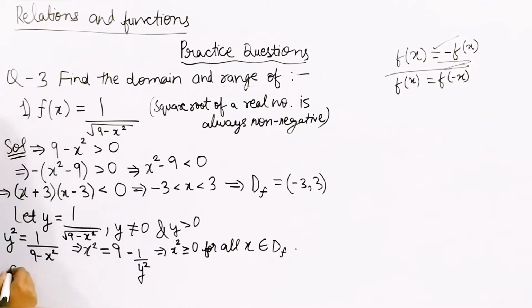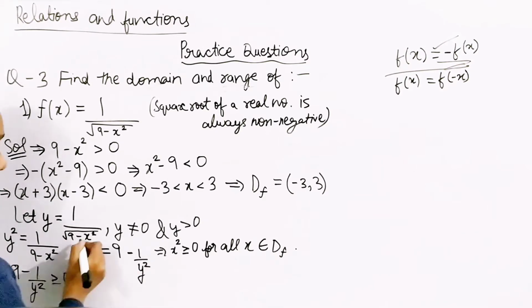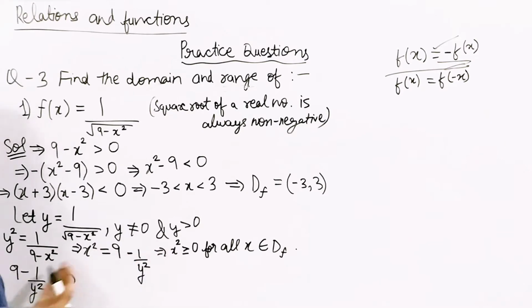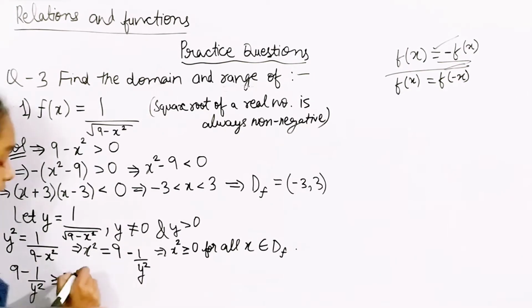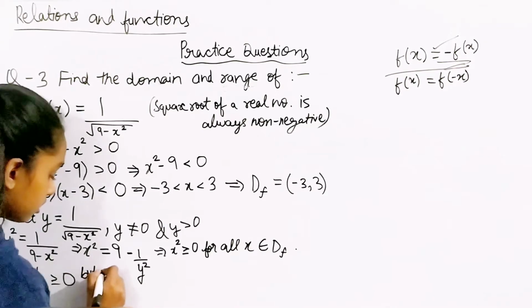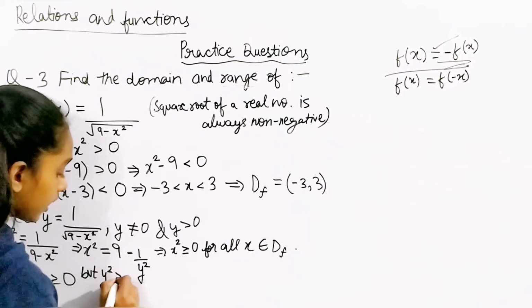So which is going to be 9 minus 1 upon y squared is greater or equal to 0. Isn't it? Because x squared's value is this actually. So I can also write 9 minus 1 upon y squared in place of x squared. Isn't it? It's of course right.